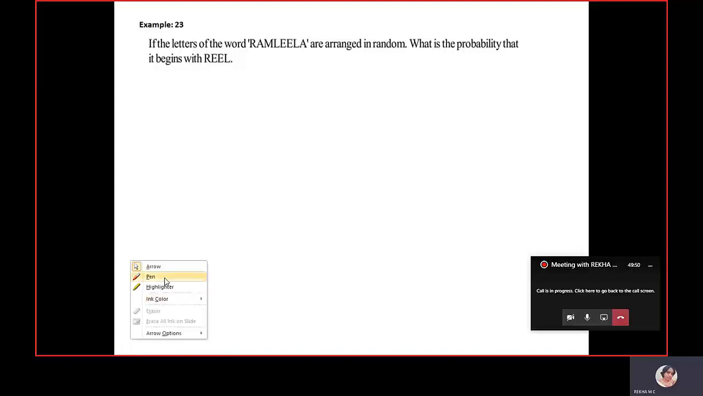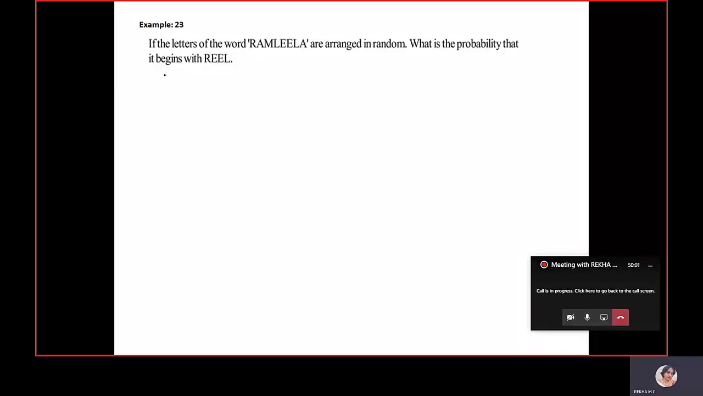If the letters of the word RAMLEELA are arranged at random, what is the probability that it begins with REEL? Solution.